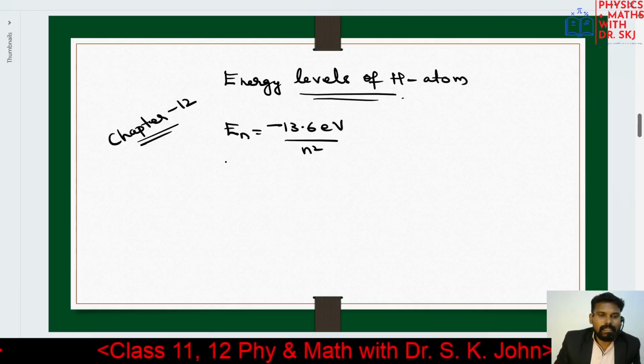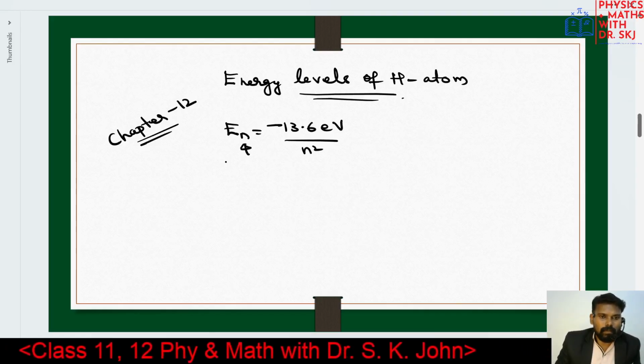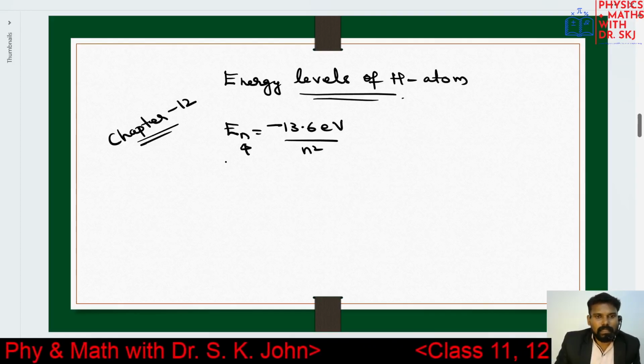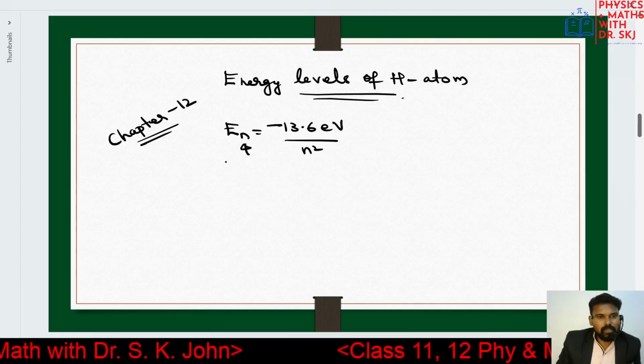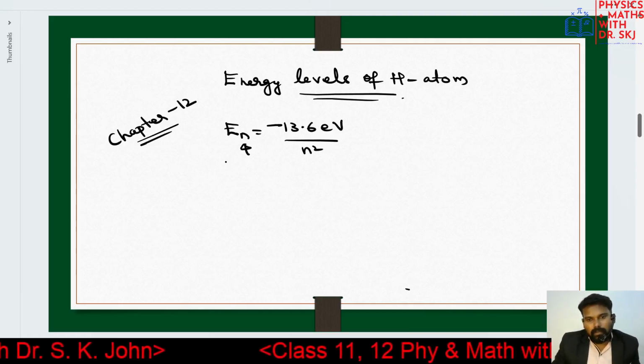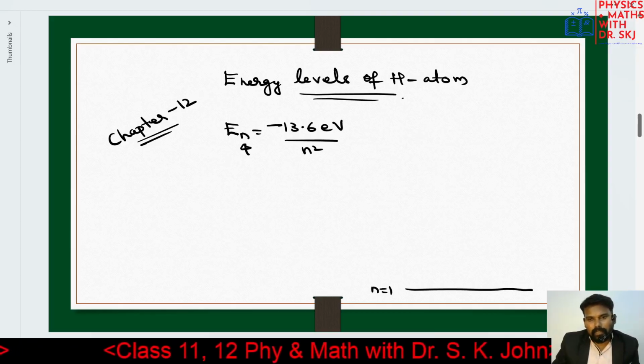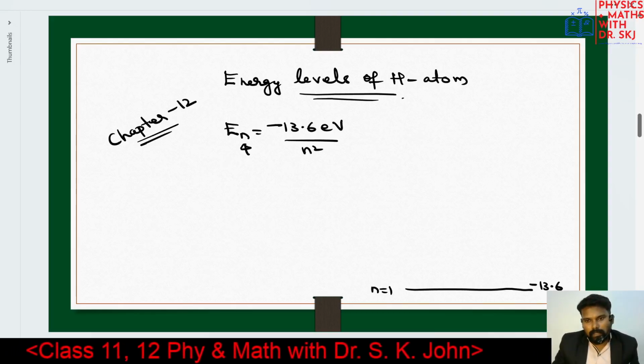The energy levels of hydrogen atom, where n is the principal quantum number, are given by this formula: minus 13.6 eV divided by n squared. So when n equals 1, the energy is minus 13.6 electron volt.